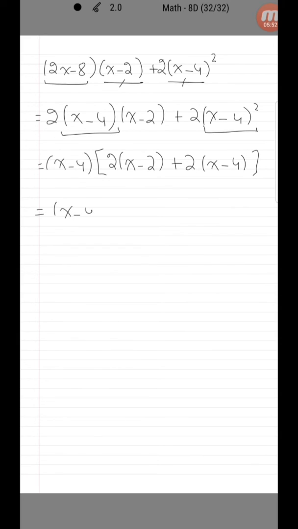Now expand inside the brackets: 2x − 4 + 2x − 8, which is equal to (x − 4) times the result. 2x plus 2x is 4x. Minus 4 minus 8 is minus 12.